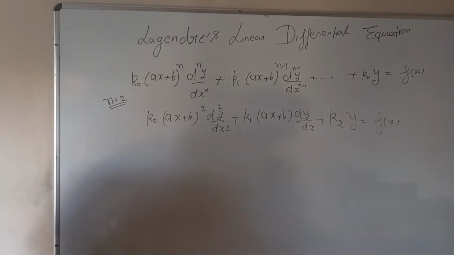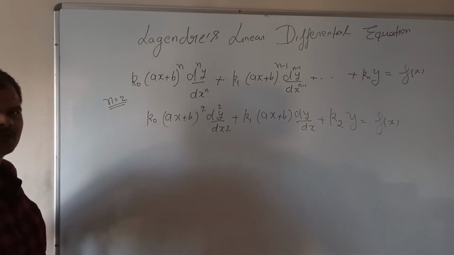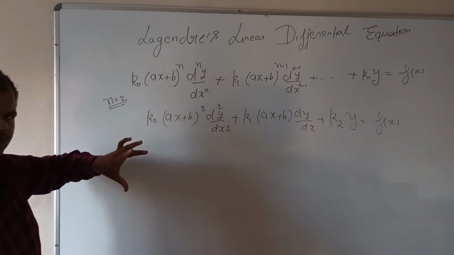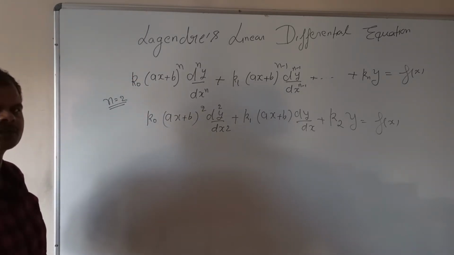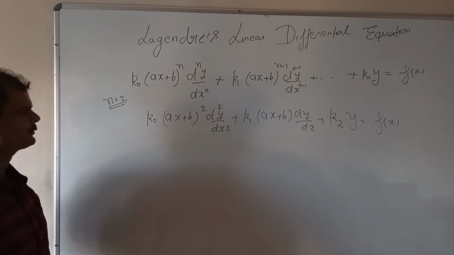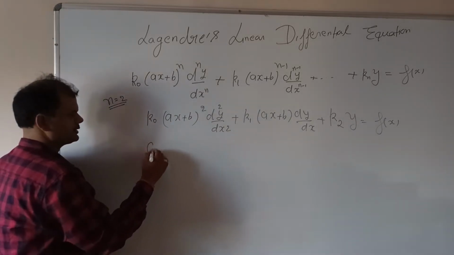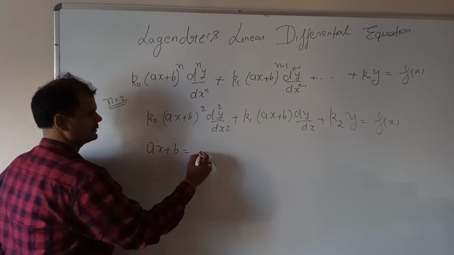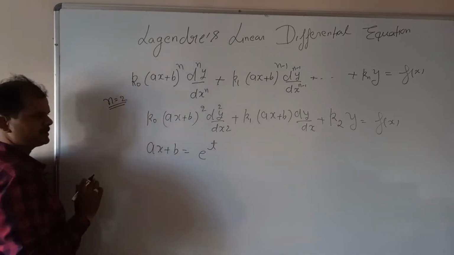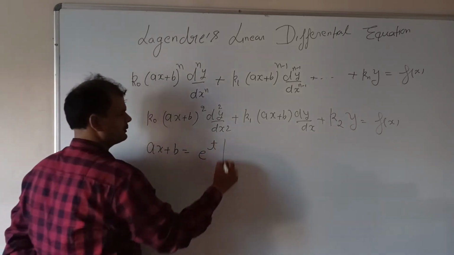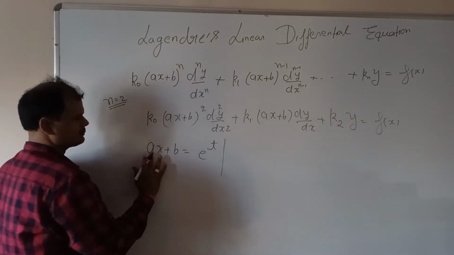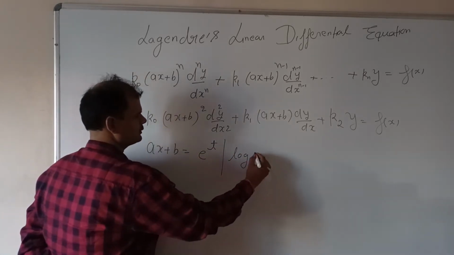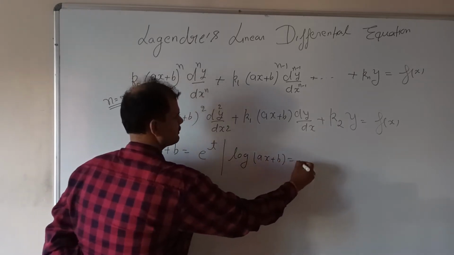Fine. Now how to solve this? For solving this, we try to convert this equation with variable coefficient into a differential equation with constant coefficient. So for that we'll take one transformation: ax plus b equal to e power t. If you take log on both sides, we get log (ax plus b) equal to t log e, and log e is 1, so we get log (ax plus b) equal to t.